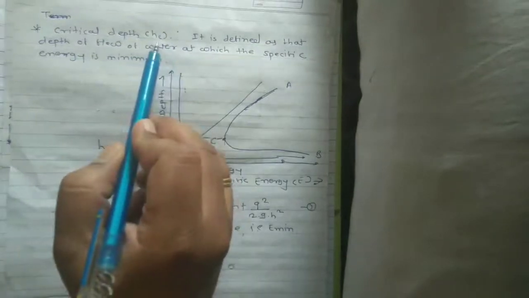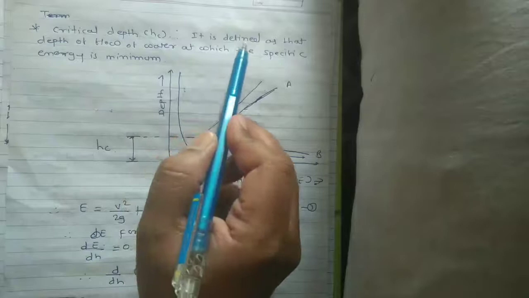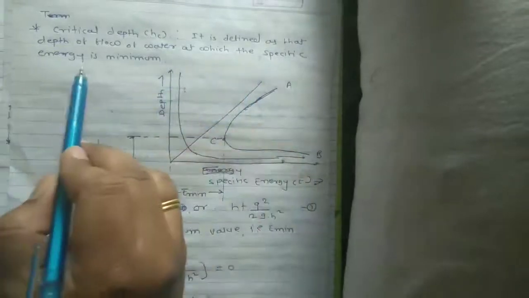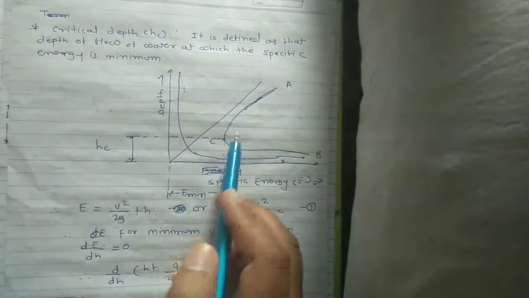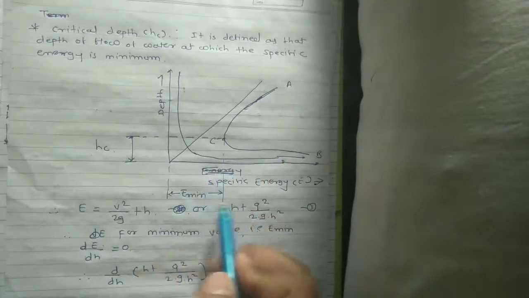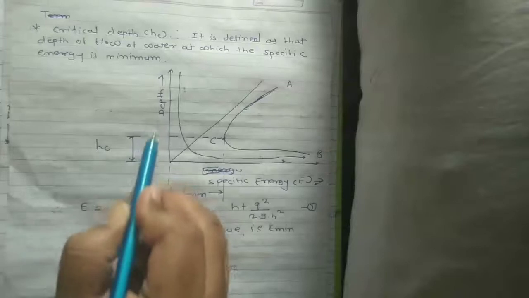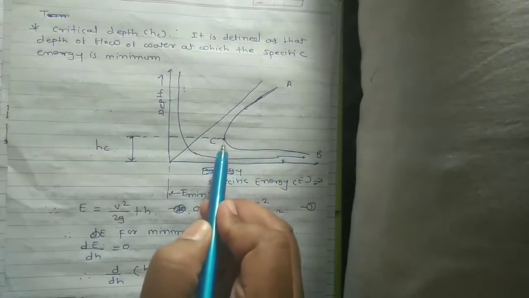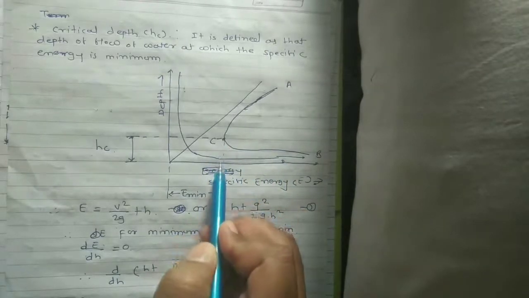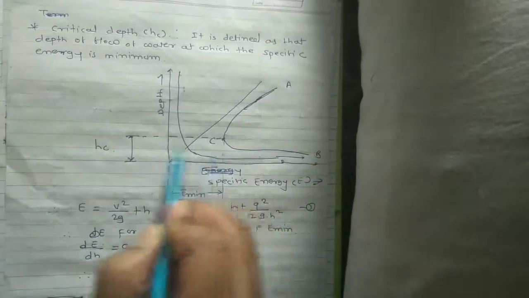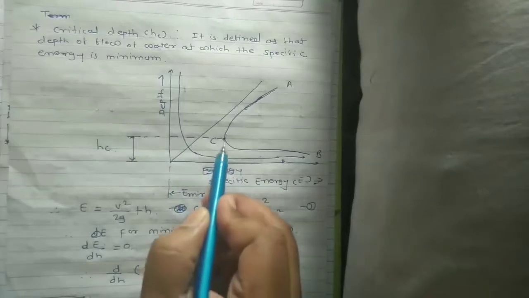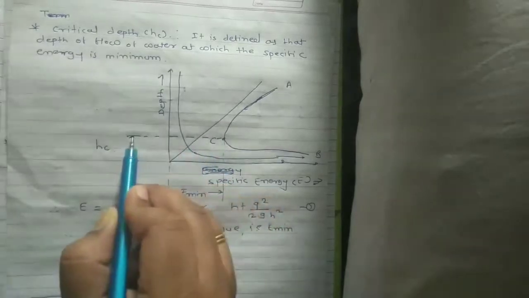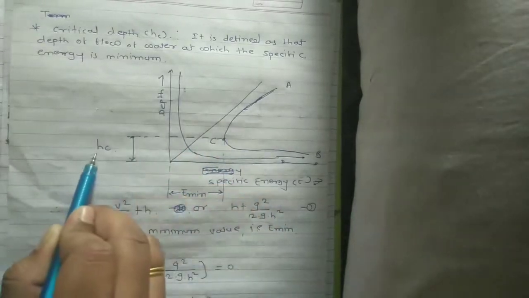Now what is this critical depth hc? It is defined as the depth of flow of water at which the specific energy is minimum. As we know, the specific energy curve is the variation of specific energy with respect to the depth of flow. If you observe this point C, at this point the specific energy is minimum. This minimum value is E minimum, and the corresponding depth of flow is the critical depth hc.